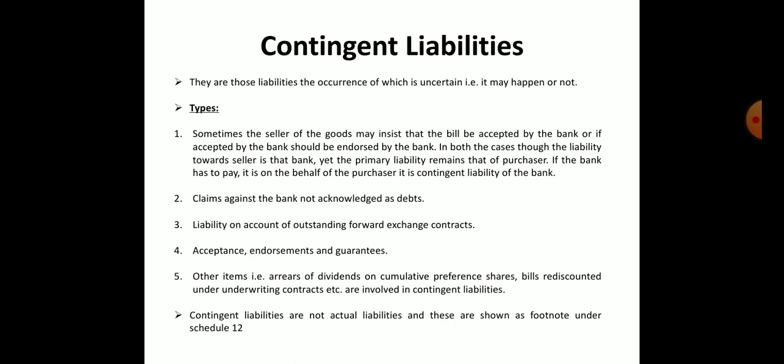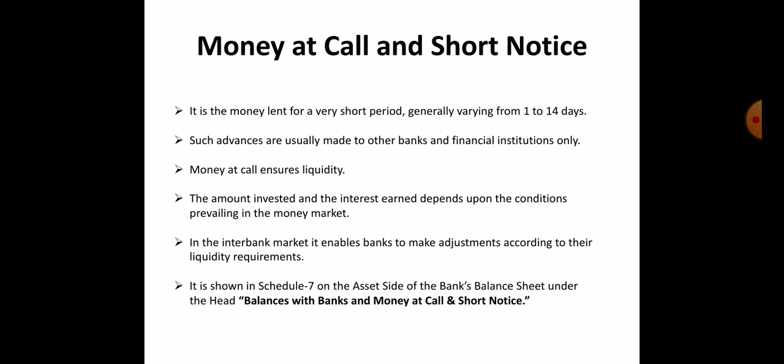Contingent liabilities are not actual liabilities, and these are shown as a footnote under Schedule 12. Yesterday we discussed this in the balance sheet. Contingent liabilities and bills for collection are shown as a footnote under Schedule 12. These are the 5 types you can study from here.